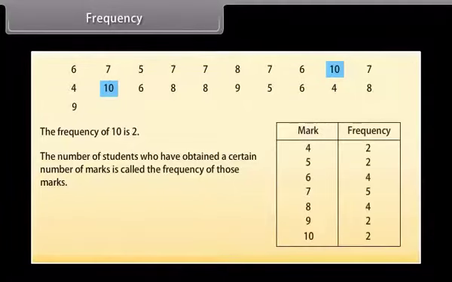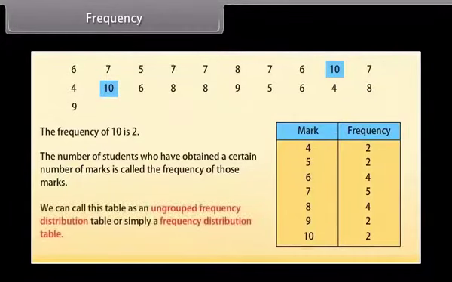We can write this data in a table form to make it more understandable. These are the marks and these are the frequencies. We can call this table an ungrouped frequency distribution table or simply a distribution table.